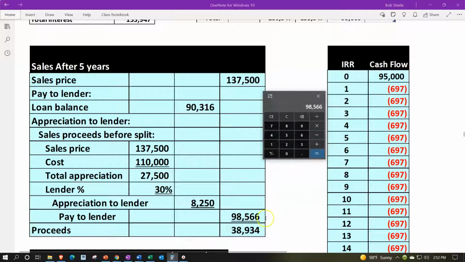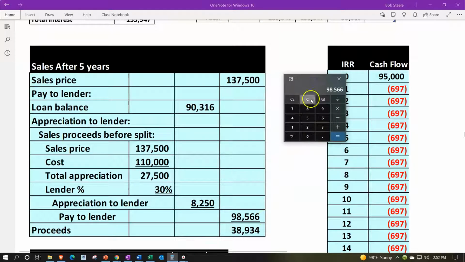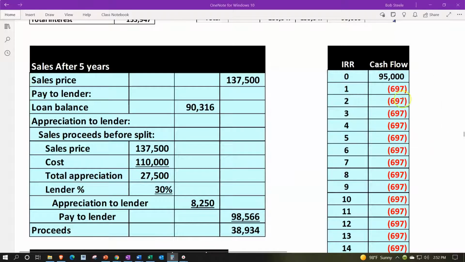So if we add those up, we get to the $98,566. And so in essence, if we sold it, $137.5 minus the $98,566, we'd have basically the $38,934 in proceeds. This isn't really the gain we're calculating for taxes, it's the proceeds after we pay off the loan amount. So that'd be the general idea here.